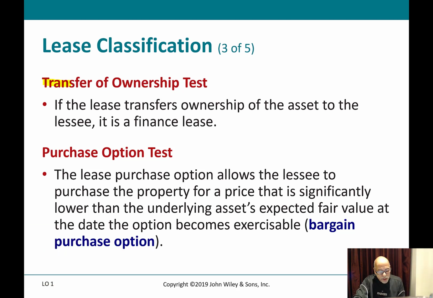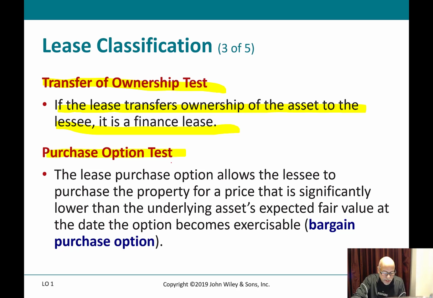Okay, so transfer of ownership test. If the lease transfers ownership of the asset, then it's a finance lease. I mean, that's sort of a common sense sort of criteria, because we're looking to see, hey, should we be treating this more as a purchase or a rental agreement? Well, if you're going to end up with the property at the end of the lease, then it's more like a purchase.